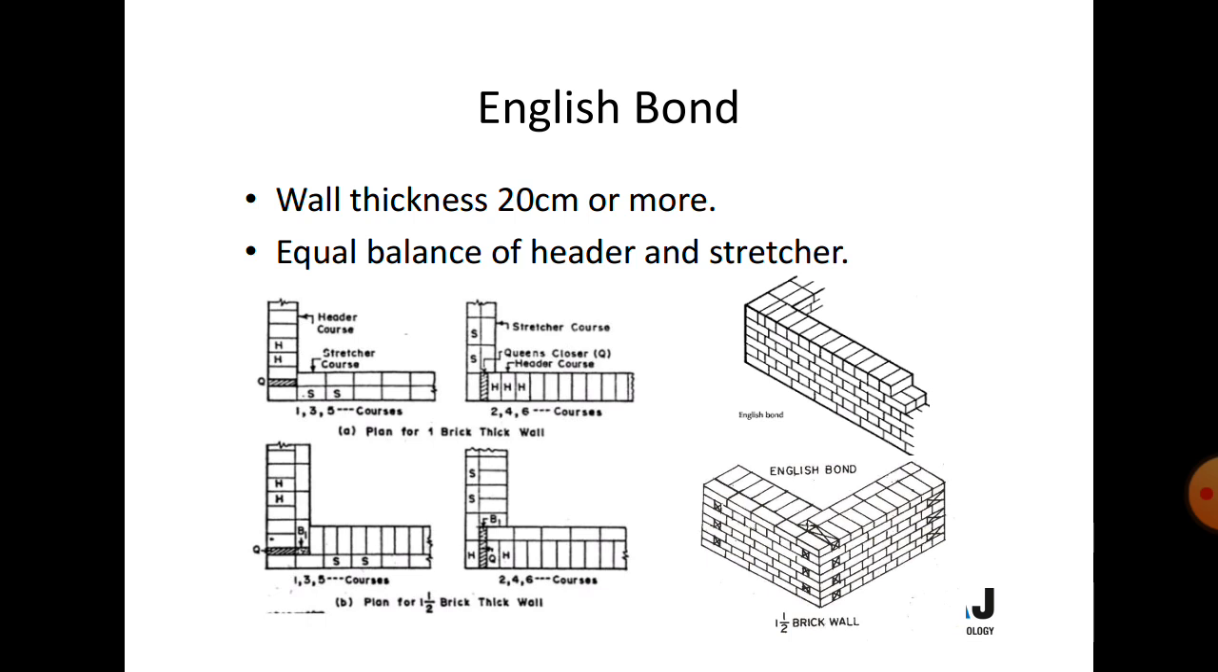Now for a 1.5 brick thick wall, in the first course we put a stretcher on the face side and a header inside, and in the second course, above the stretcher a header is provided, and on the back side a stretcher is provided. The English bond is the one generally used, maximum used in construction.